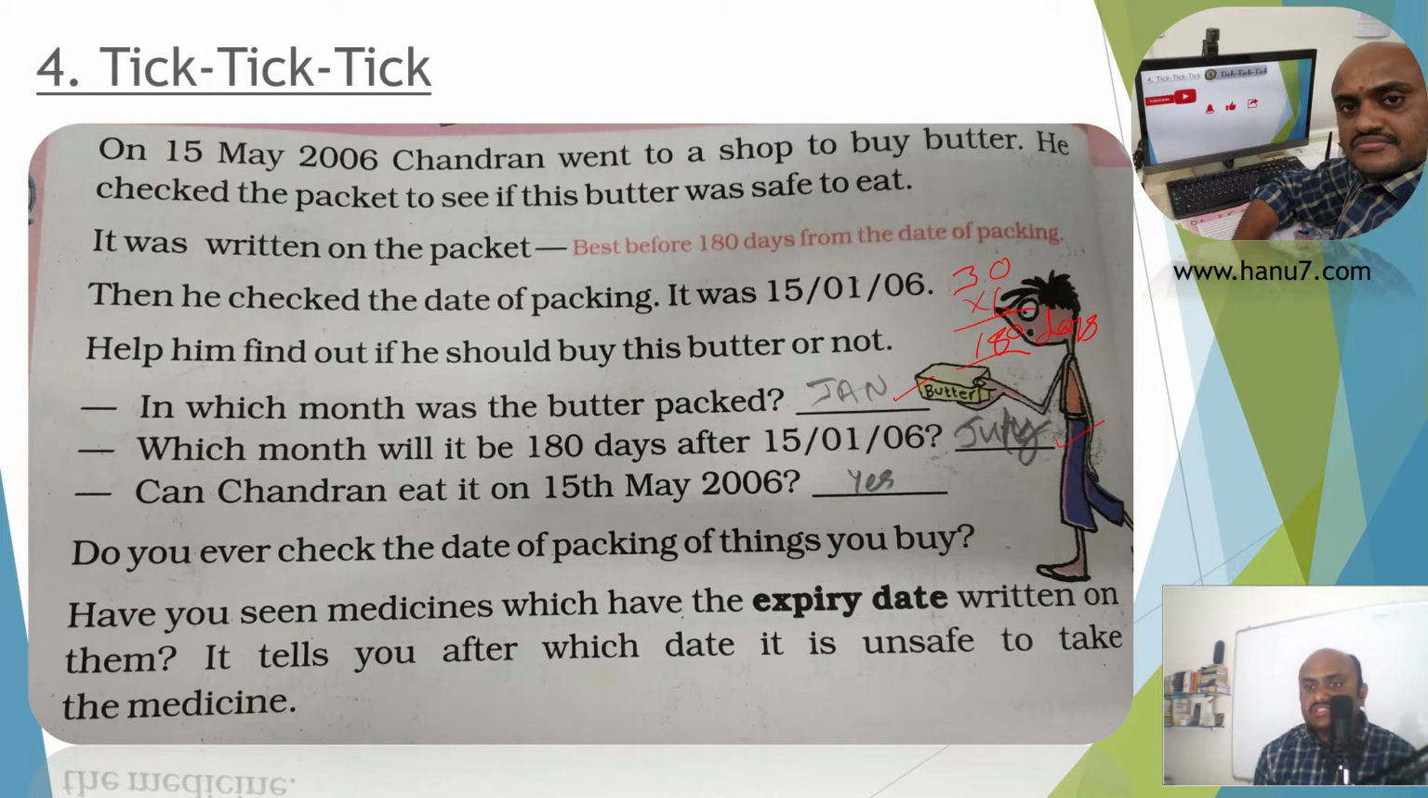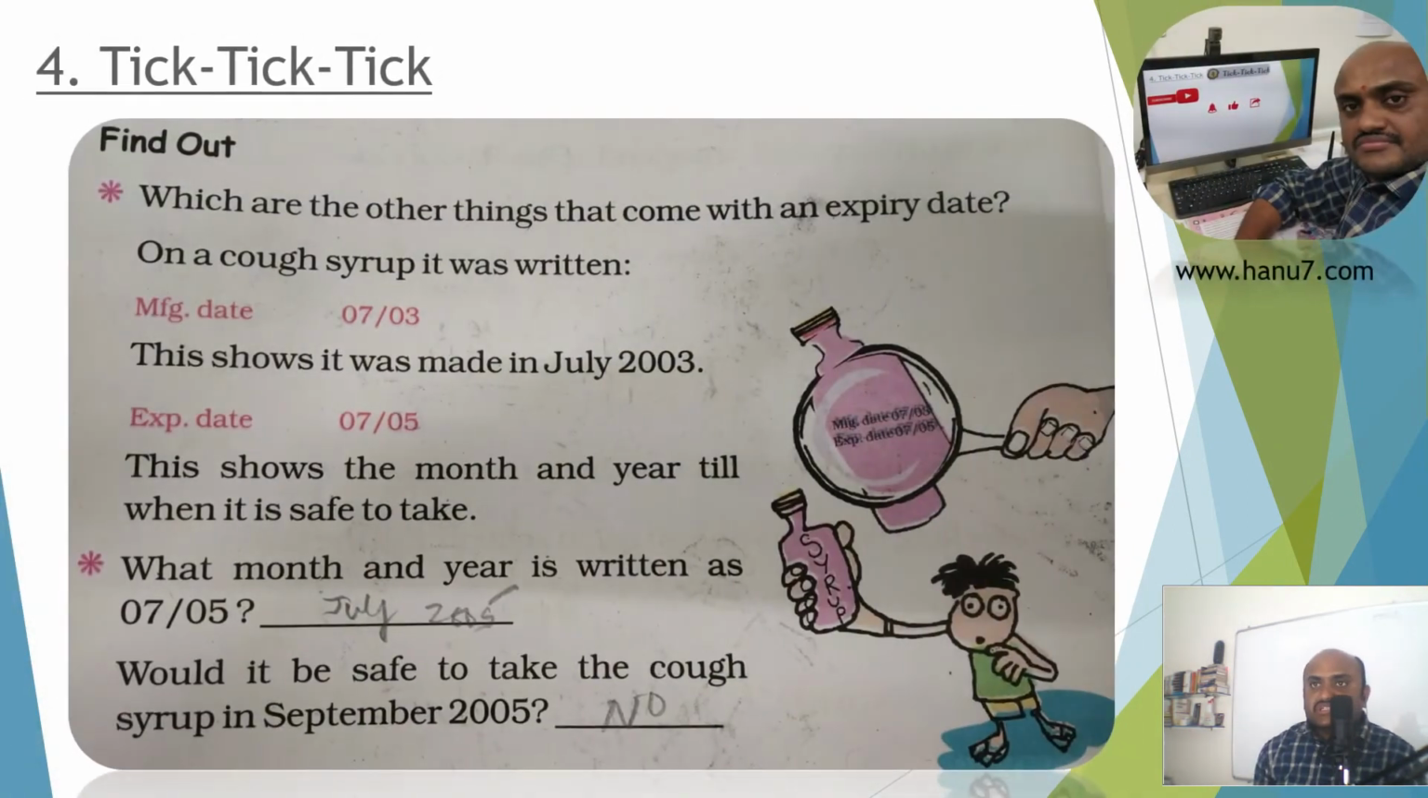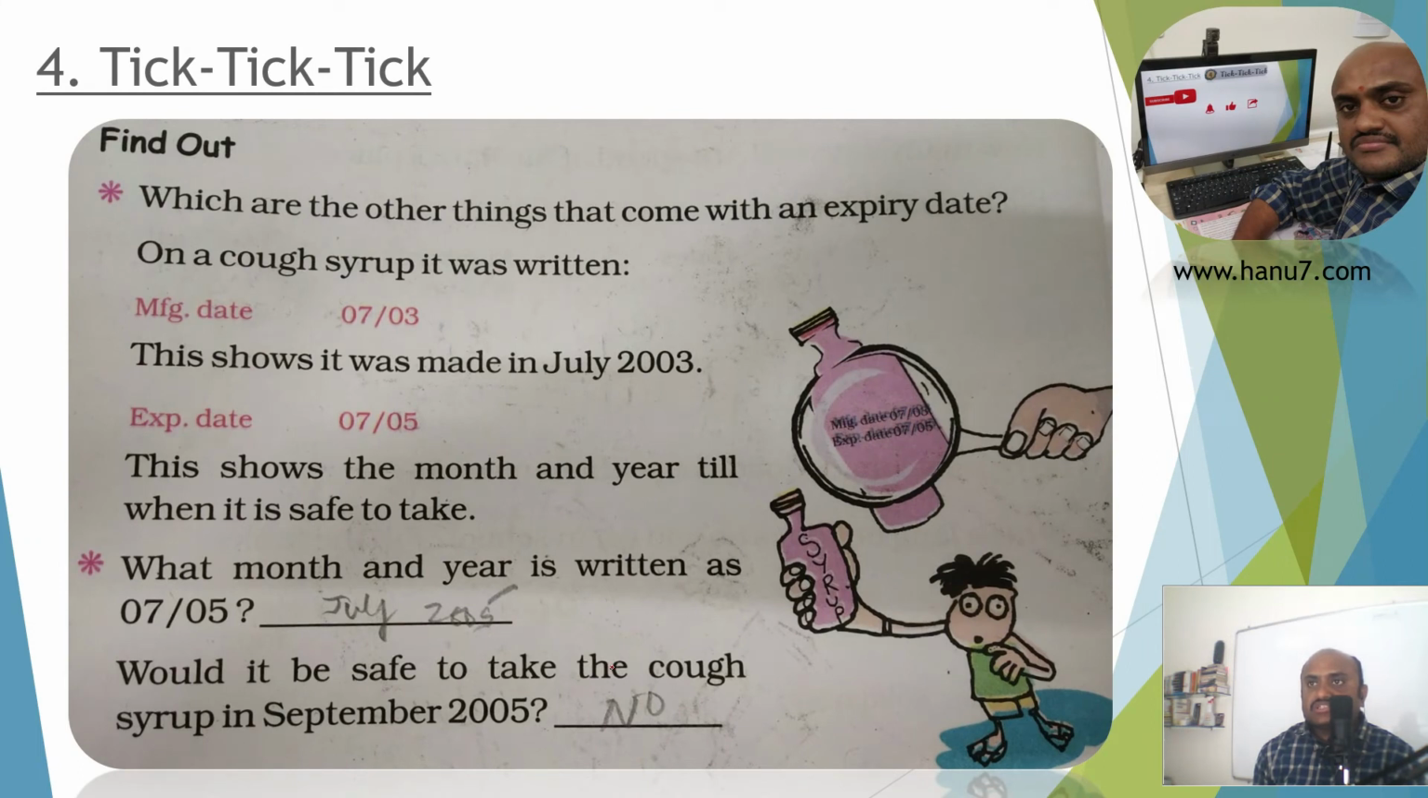It will tell us after which date it is unsafe to take that medicine. And now coming to the next slide, what are the other things that come with an expiry date? So cough syrup is the one which will come with an expiry date.